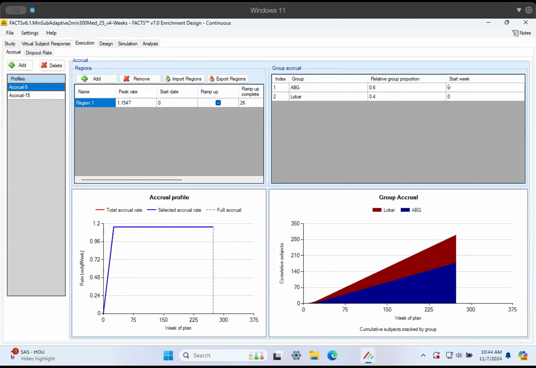You can have these on delayed starts. So you could, for example, start the lobar group 6 months later. That's not what the enriched trial did. So both subgroups are starting at the same time, but that's where you would put that in here.